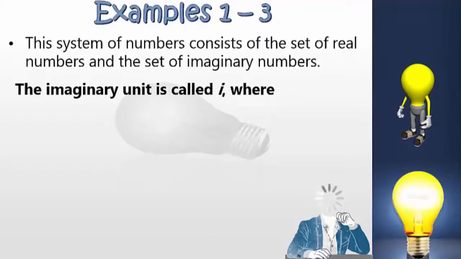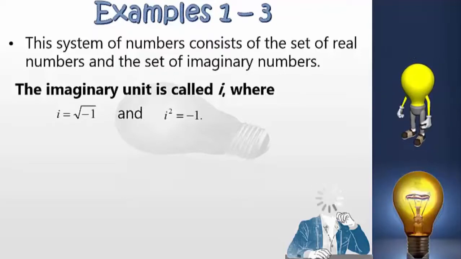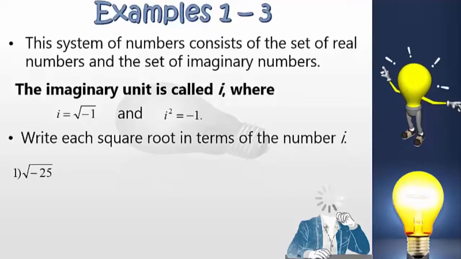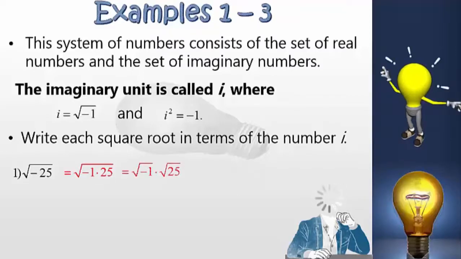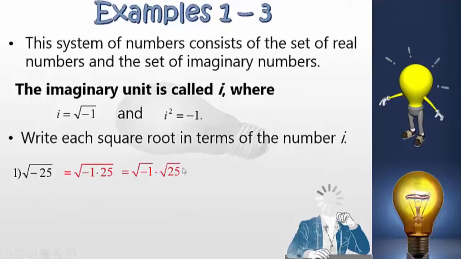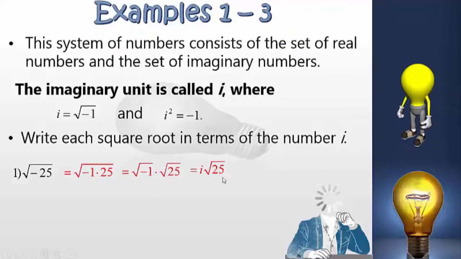So remember, the imaginary unit is called i, where i is equal to the square root of negative 1, and i squared is equal to negative 1. And we write each square root in terms of the number i. For example, if we're going to look at a few examples, the square root of negative 1 times 25, and here I have the negative 1, which is that negative over here, and here I have the nice perfect square of 25, and we know the square root of negative 1 is called i, so that's how I get i times the square root of 25.